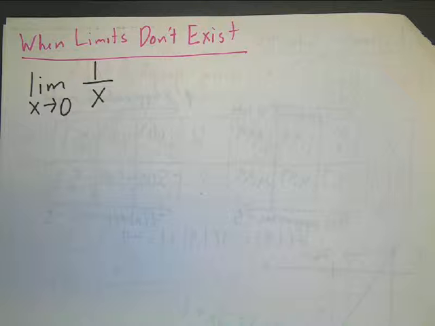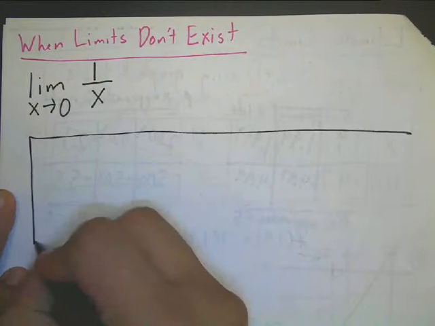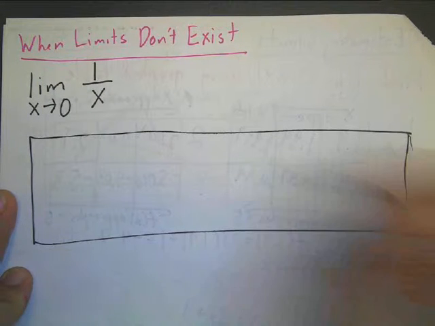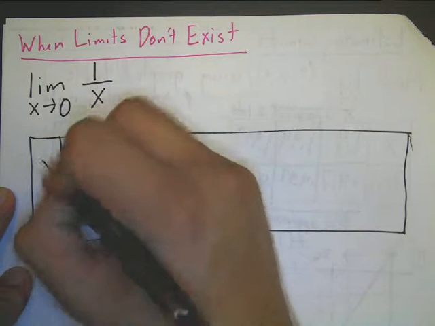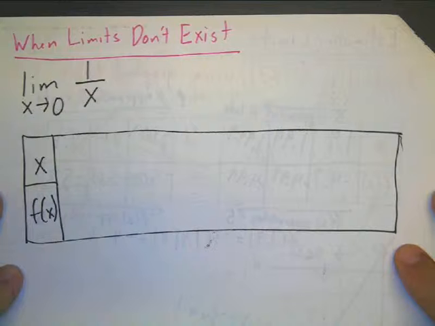So let's do this. Let's go ahead and make a chart or table. There we go, making a table again. All right. So x and f of x. I want the value I'm approaching in the center, and what value is that? What value am I approaching? 0.